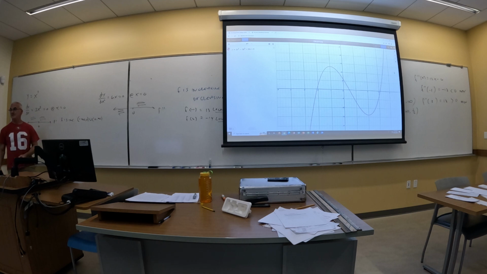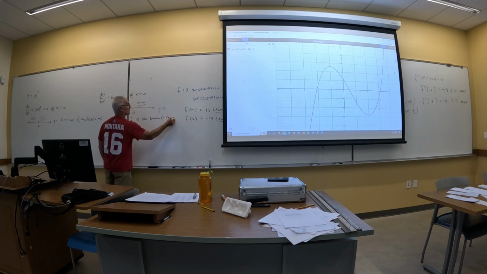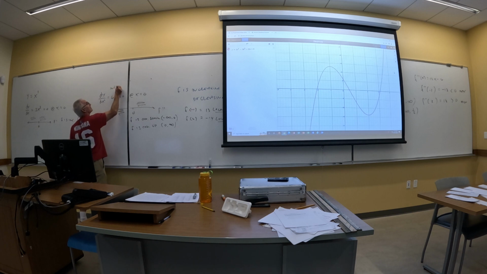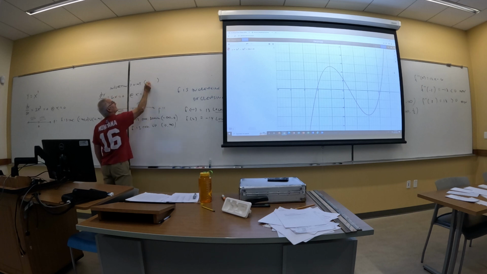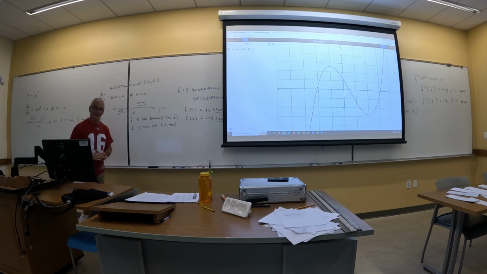I change concavity at 0, don't I? Okay, so f is concave down from negative infinity to 0, and f is concave up from 0 to infinity. I changed concavity at 0. That means I have an inflection point. And where's my inflection point? It's at the origin. Now, does that help explain what the graph looks like?